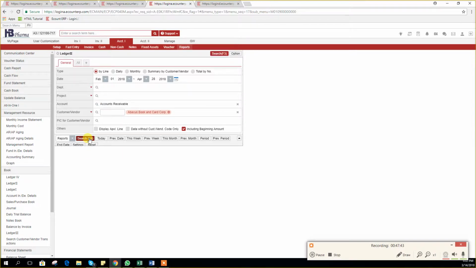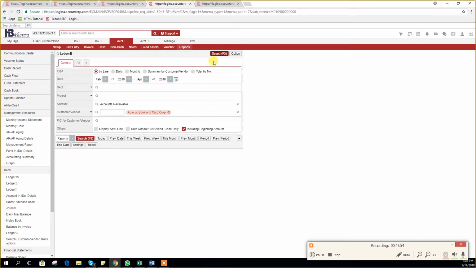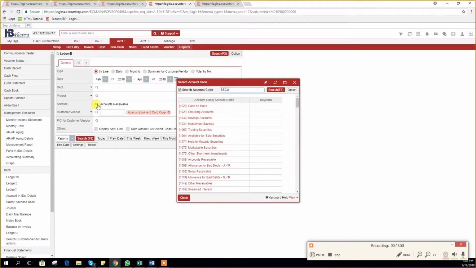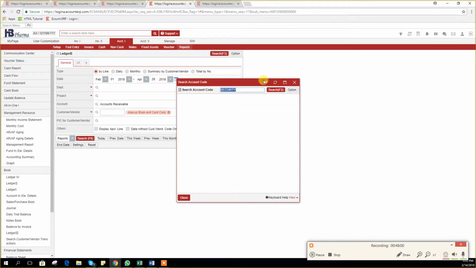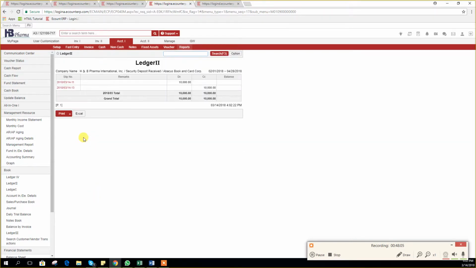Does it go to account receivable? No, it does not. Why? Because when you receive, it is not a receivable. It goes to security deposit received. This is the proper accounting for this particular customer.